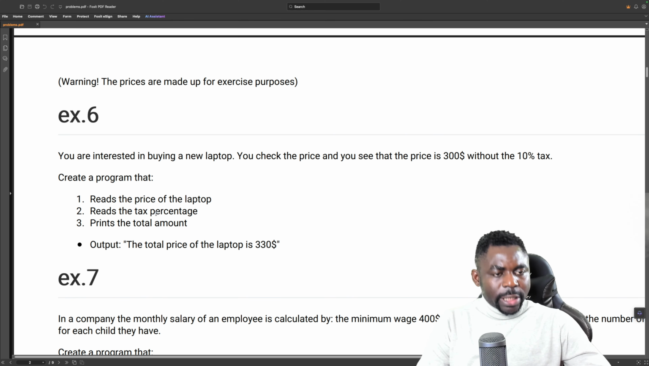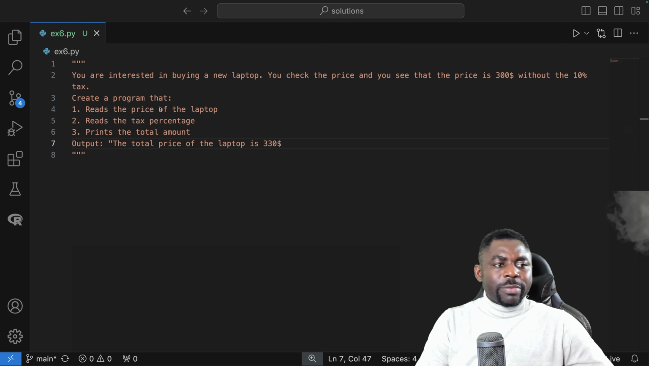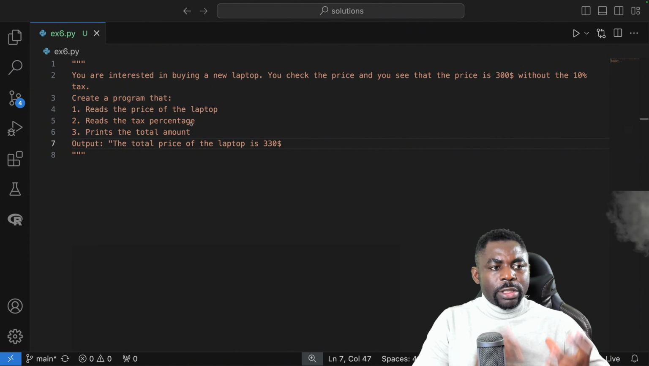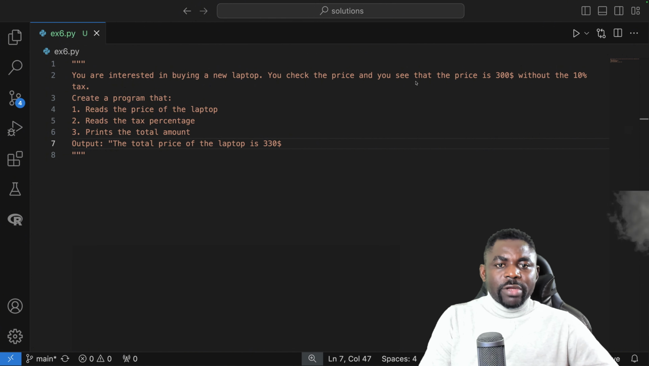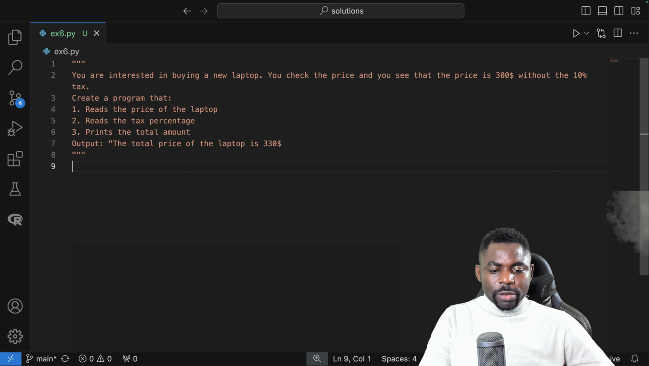Our program today says we should write the program that reads the price of the laptop, reads the tax percentage, and then prints the total. If the laptop costs $300 and the tax is 10%, then the total price is $330 US. So how do we get this?